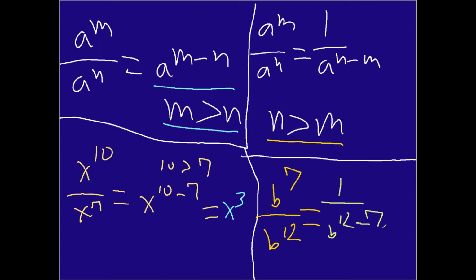minus 7. And what I end up having at the end, I hope you can see this down in the corner, it's kind of small, but please bear with me, I end up having 1 over b to the 5th power as my answer. Because this time we use this second expression because, like I just explained to you, the denominator was larger than the numerator. So this is the situation for dealing with product properties for exponents and also quotient properties for exponents.